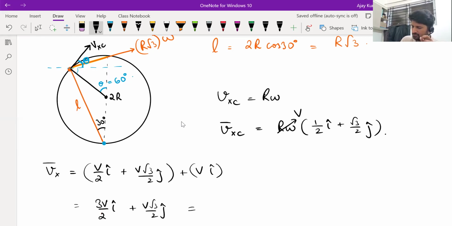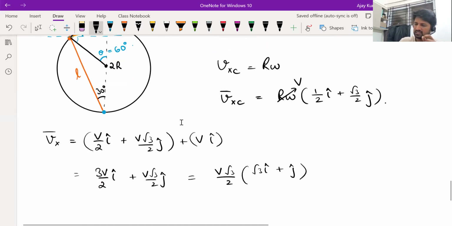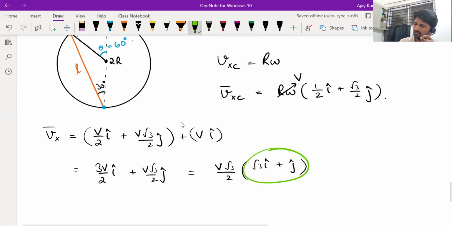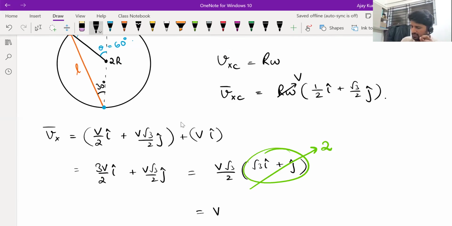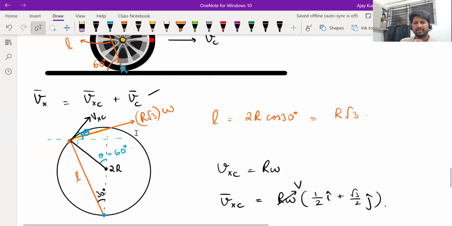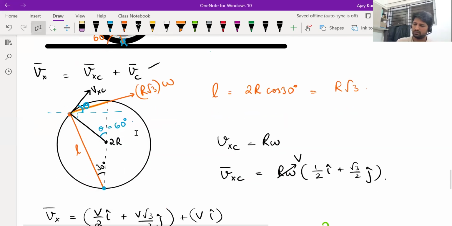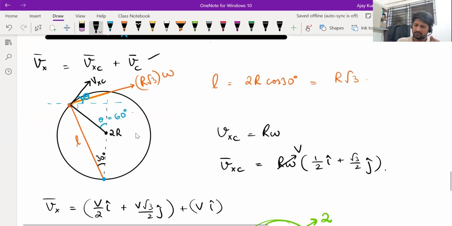Now V root 3 by 2 can be taken common. You will be left with root 3 i cap plus j cap. And the magnitude of root 3 i cap plus j cap is under root 3 square plus 1 square, that becomes 2. 2 cancels. You get the answer as V root 3, the magnitude as V root 3. And that is what we got by using instantaneous axis of rotation also. We got root 3 r omega. That is nothing but V root 3.